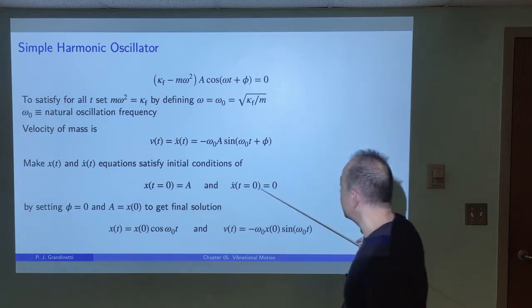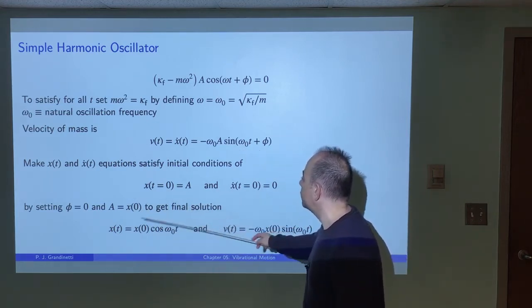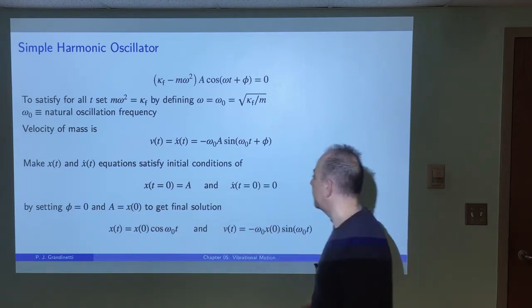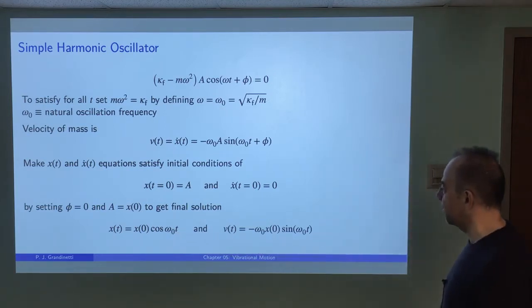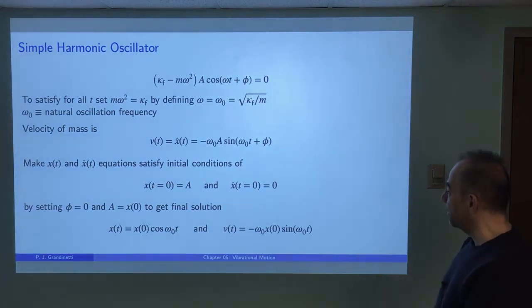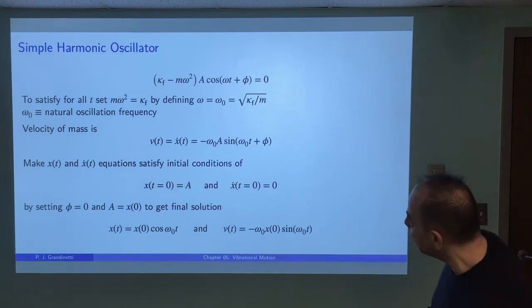We can use these initial conditions to find that phi has to be equal to 0, and A is defined as x naught, and so we get this solution here for the position and velocity as a function of time. So there we've solved the differential equation, and we have the solutions. Okay, let's move on now.